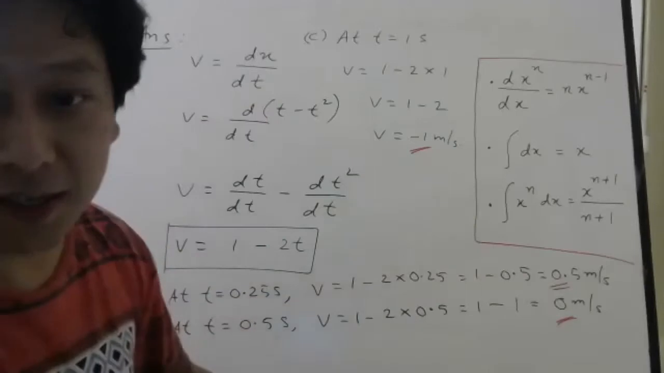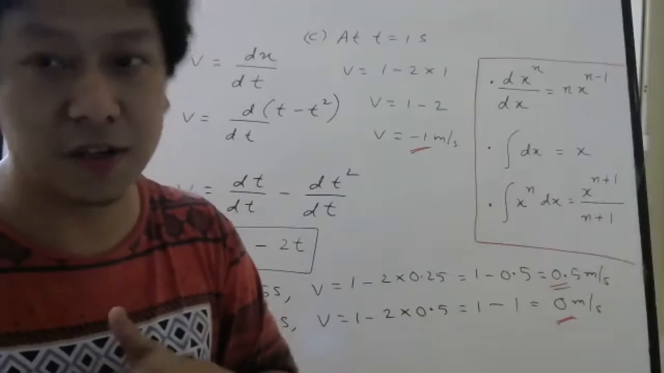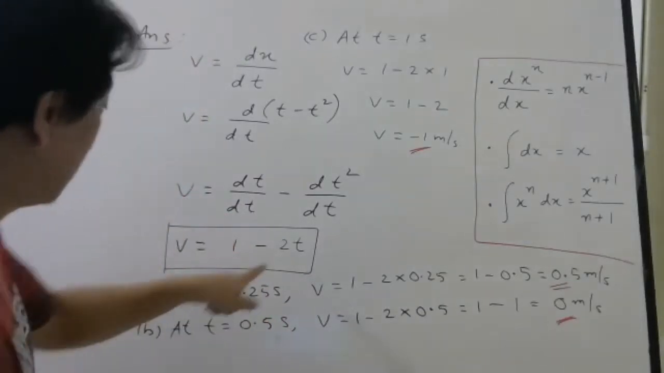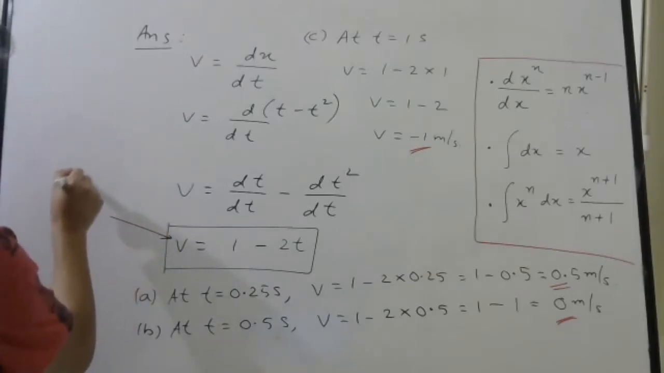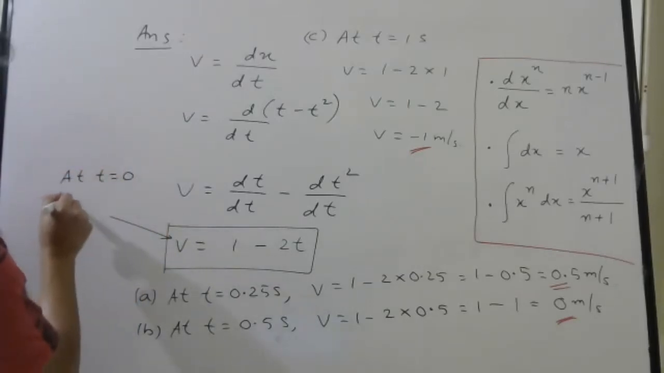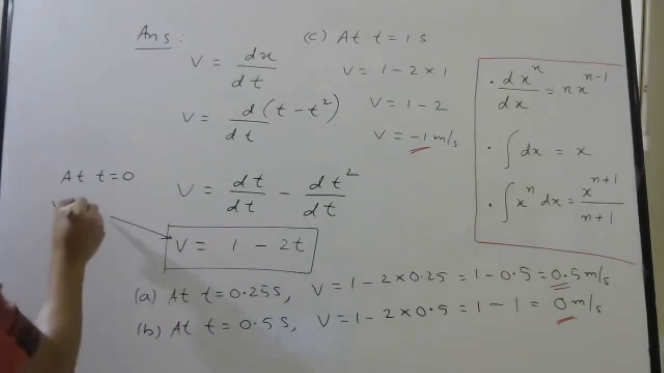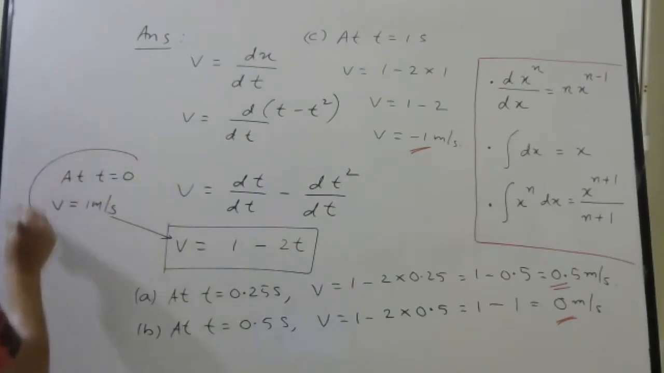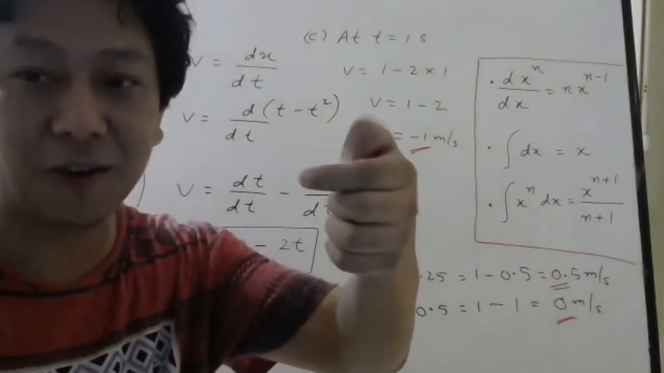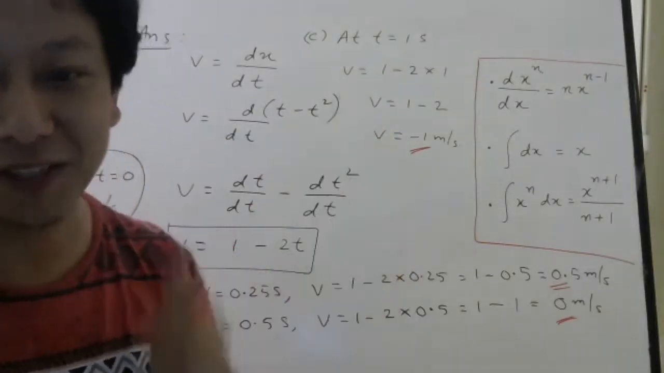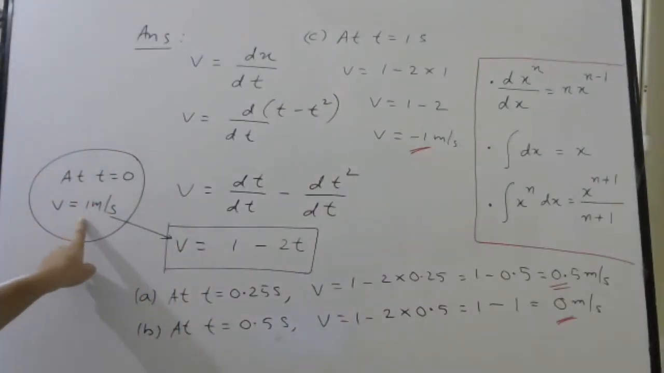So what we calculated is velocity at different times, starting from 0 time. At time t equal to 0, if you put t equal to 0, what will be velocity? 1 meter per second. So it started with this velocity. t equal to 0 means when you start your stopwatch. So when you started your stopwatch, the velocity was 1 meter per second.